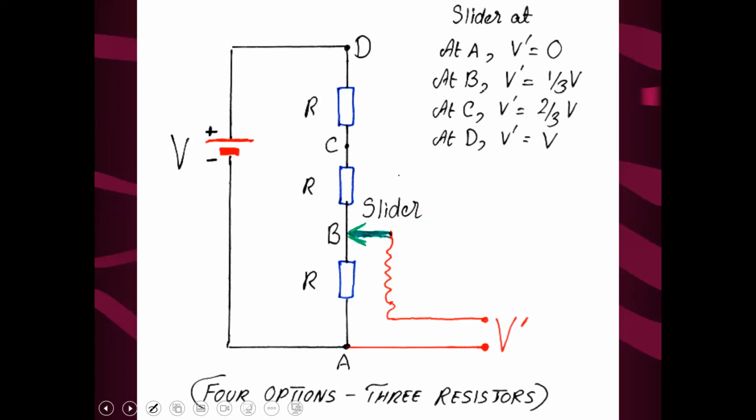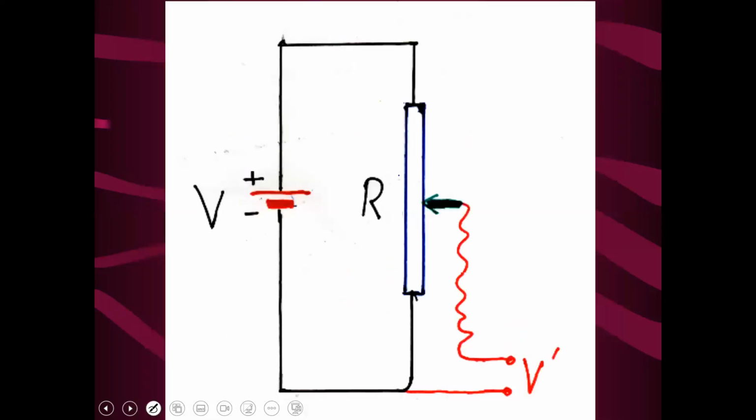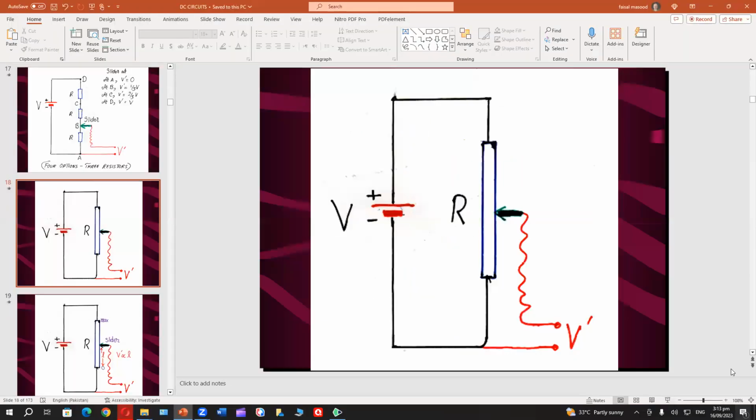You must have seen the clicks when you are using the potential divider in your car and you want to speed up the AC fan or the heater. You feel this click click when it moves. It actually depends upon the number of resistors. Also, there is a choice of a single long resistor.